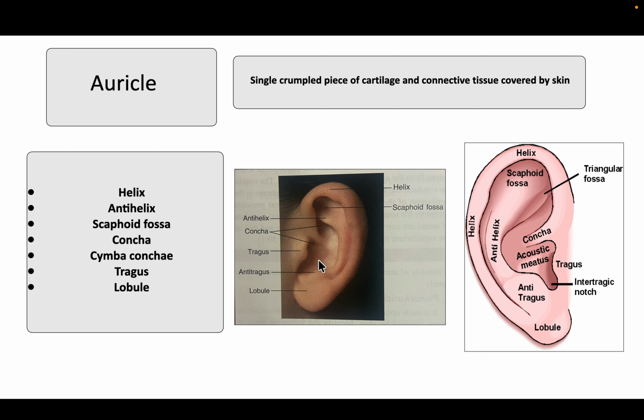This bigger portion is known as cymba conchae. This is the tragus, this is the antitragus and this portion is the lobule. Now this cymba conchae is leading to the acoustic meatus. And between this tragus elevation and antitragus, this cleft is known as the intertragic notch. So these are the parts of the auricle.